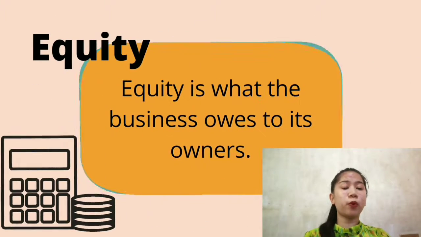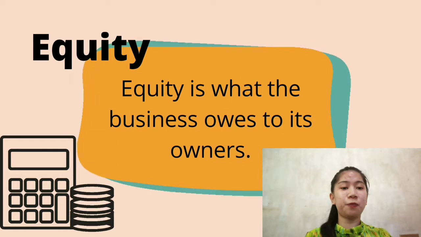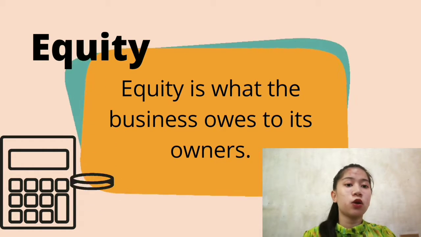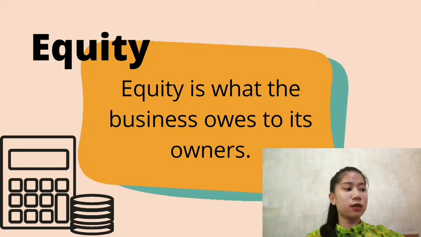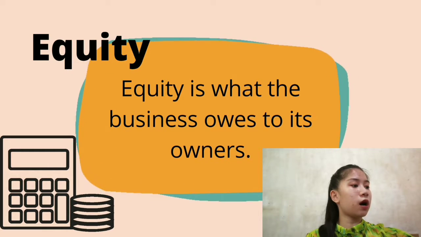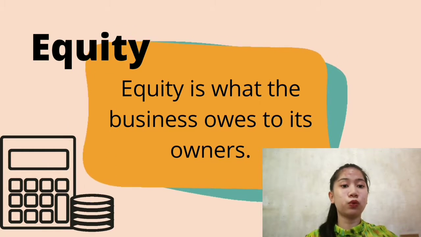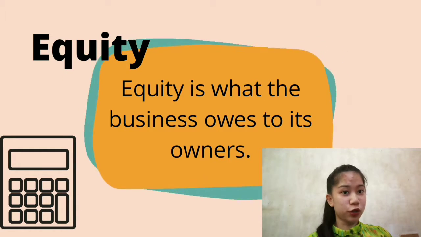The last major component of the SFP is the equity. When we say equity, this is what the business owes to the owners of the company. Now we have finished defining the three major components of the SFP. Now let's move on to the two forms in writing the statement of financial position.